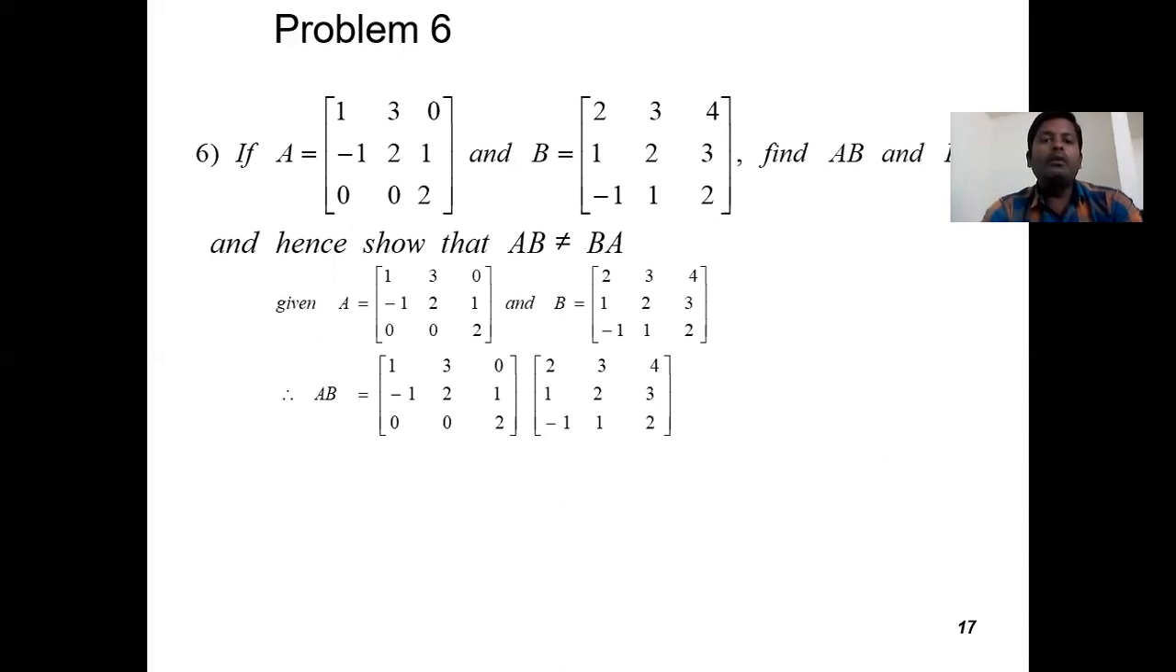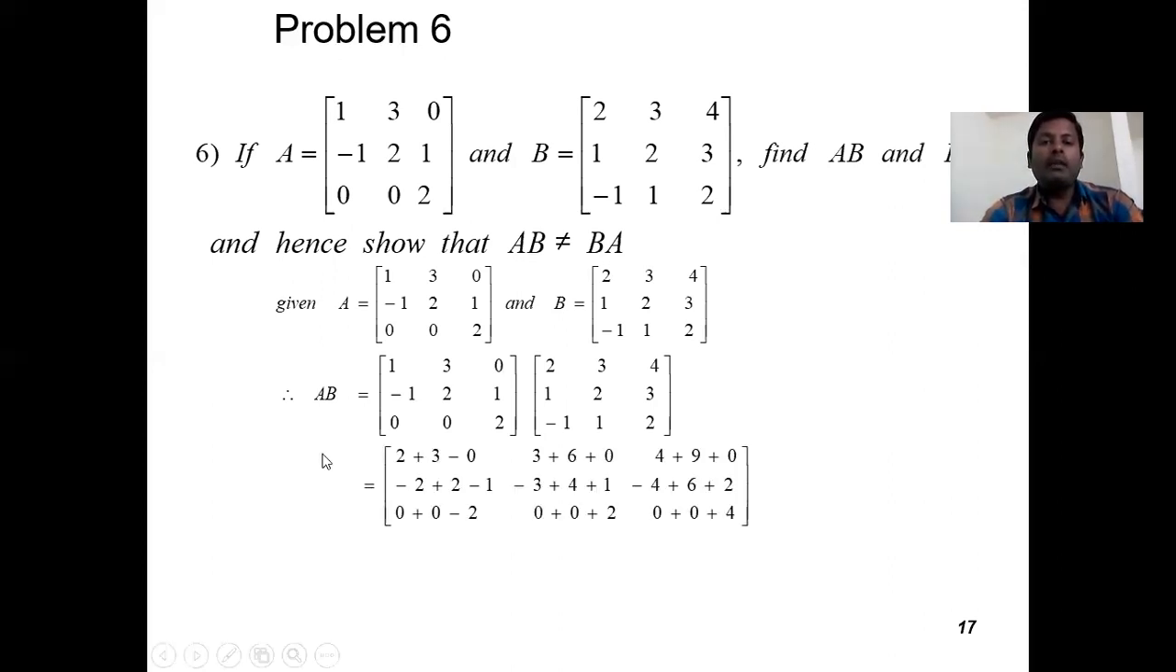Therefore we find the AB value. How can we find the AB value? We know the multiplication of these two matrices, and how to do the process of multiplication. We get 2 plus 3 plus 0, 3 plus 6 plus 0, 4 plus 9 plus 0, and minus 2 plus 2 minus 1, minus 3 plus 4 plus 1, minus 4 plus 6 plus 2, 0 0 minus 2, 0 0 plus 2, 0 0 4. We get the result of AB as 5 9 13, minus 1 2 4, minus 2 2 4.